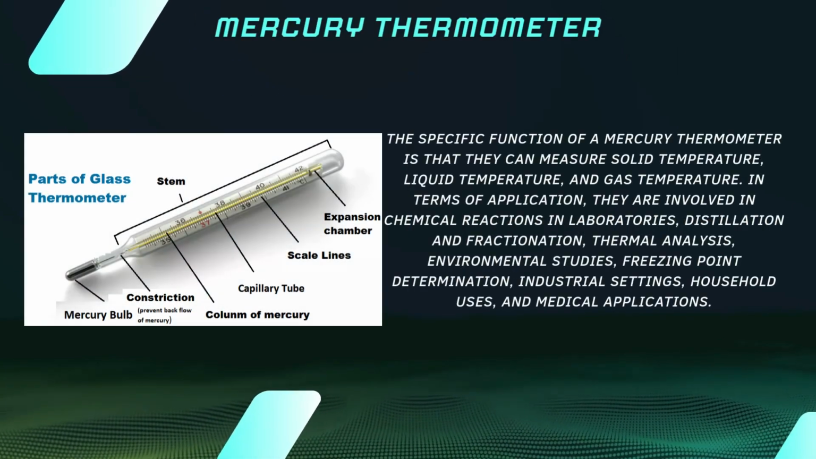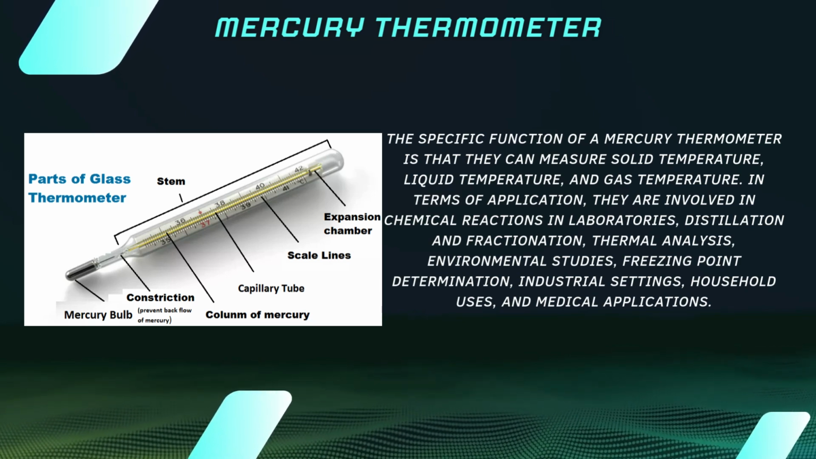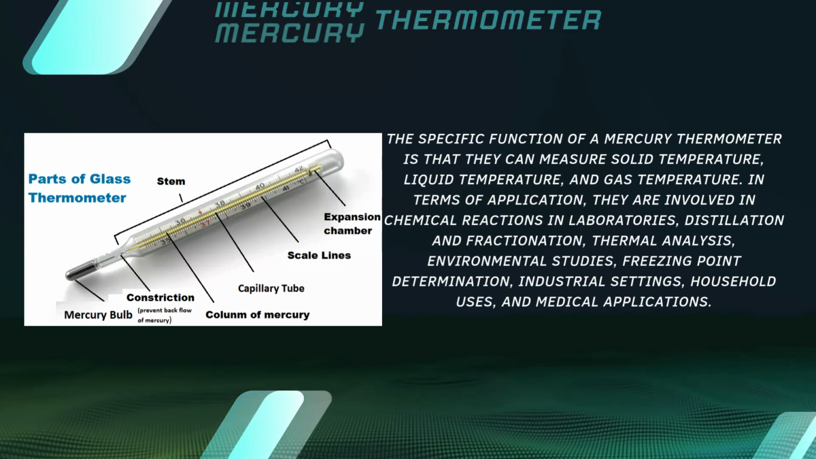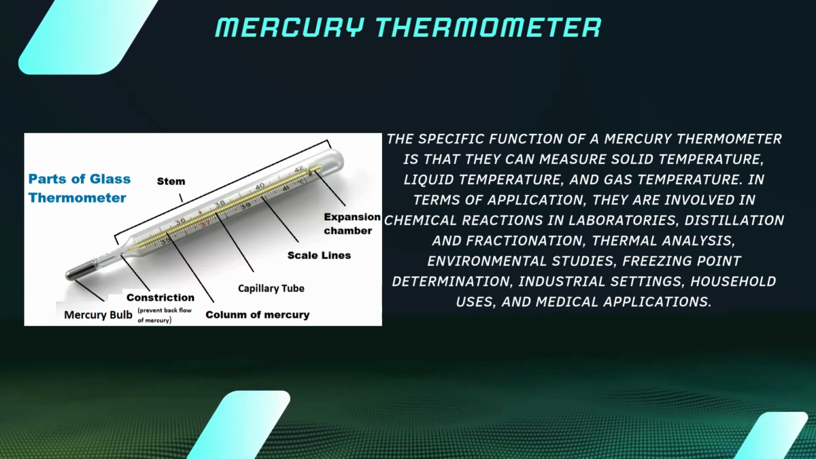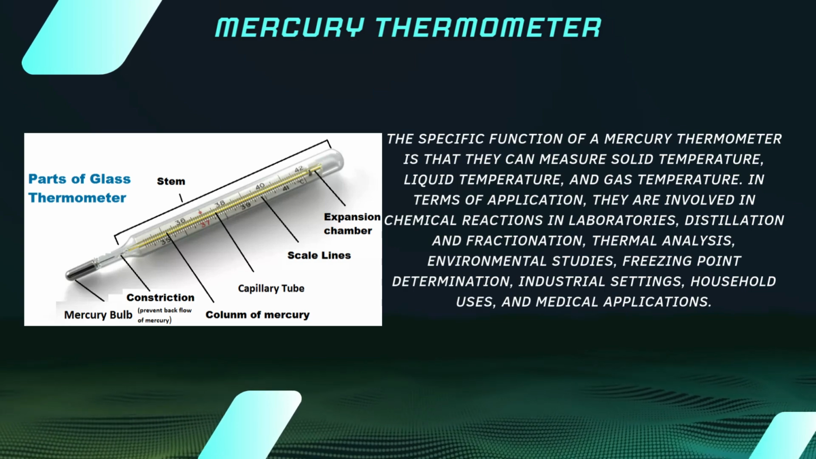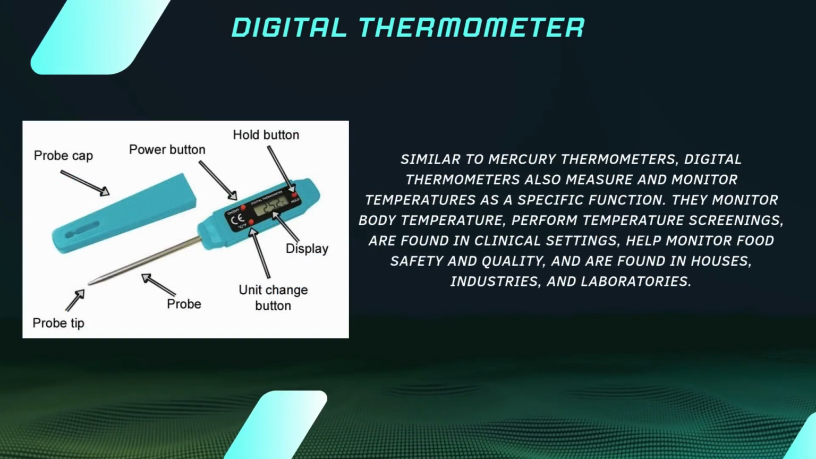The specific function of a mercury thermometer is that it can measure solid temperature, liquid temperature, and gas temperature. In terms of application, they are involved in chemical reactions in laboratories, distillation and fractionation, thermal analysis, environmental studies, freezing point determination, industrial settings, household uses, and medical applications.